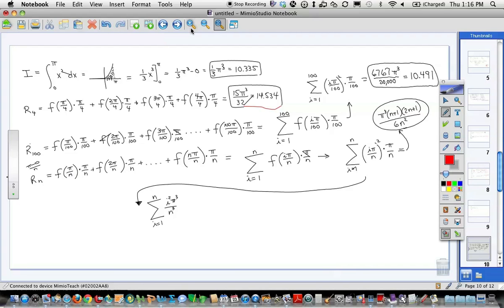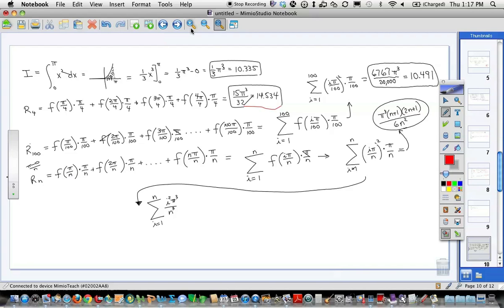Now, in this particular thing right here, we've got pi's and i's and n's. What are constants and what are variables? Tell me the constants. Pi is a constant. What else is constant? N is constant, right? N is the number of subdivisions. That's not going to change throughout the problem. It is a constant. What's the variable?